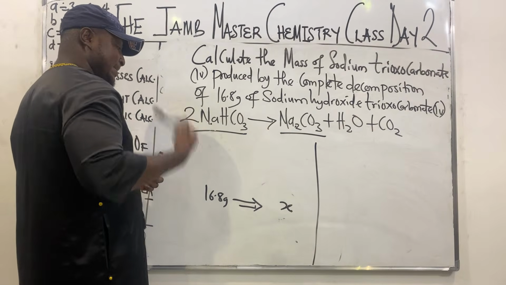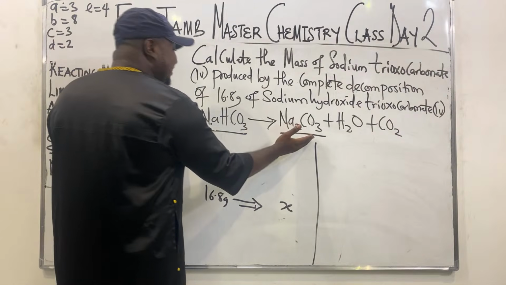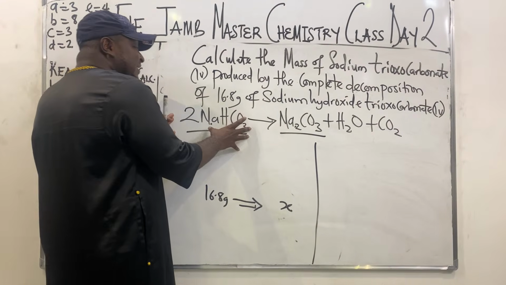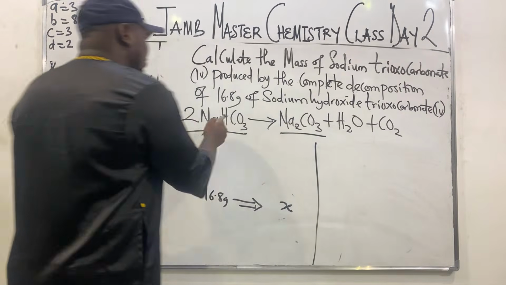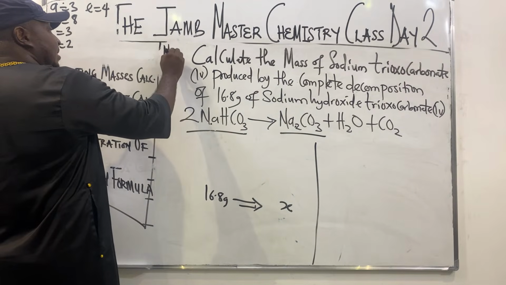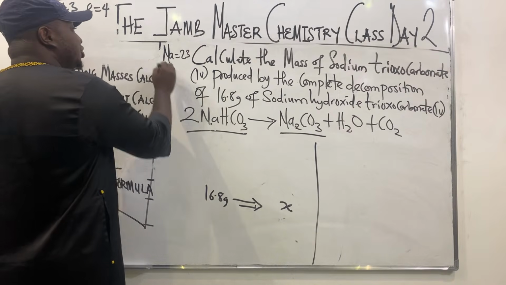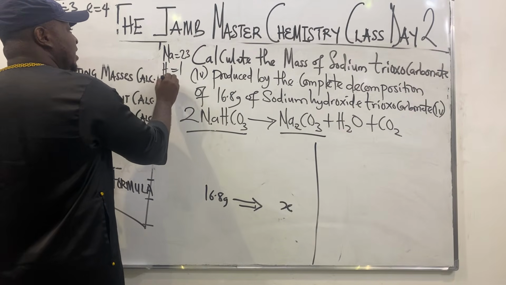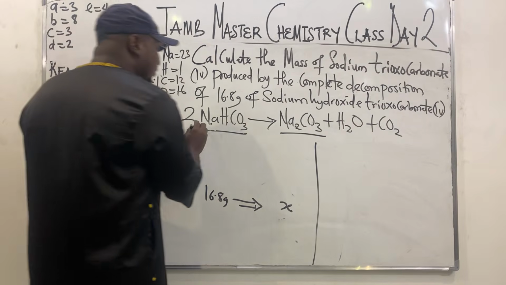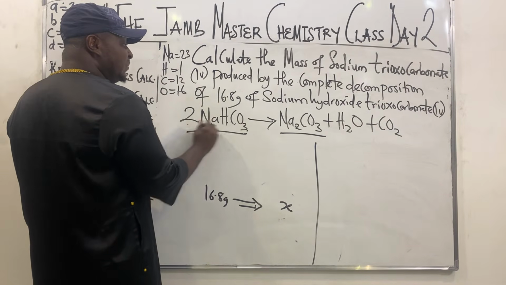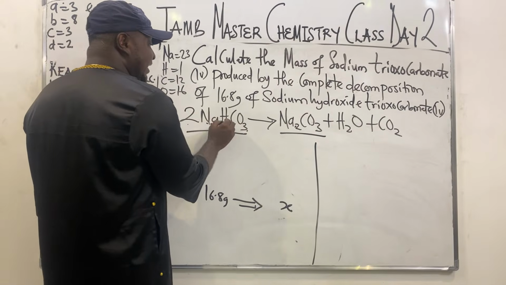But class, we need to find from the balanced equation the mass of this guy that gave the mass of this guy. Note that sodium is 23, hydrogen is 1, carbon is 12, oxygen is 16. Let's find the molar mass, the relative molecular mass, of NaHCO3.